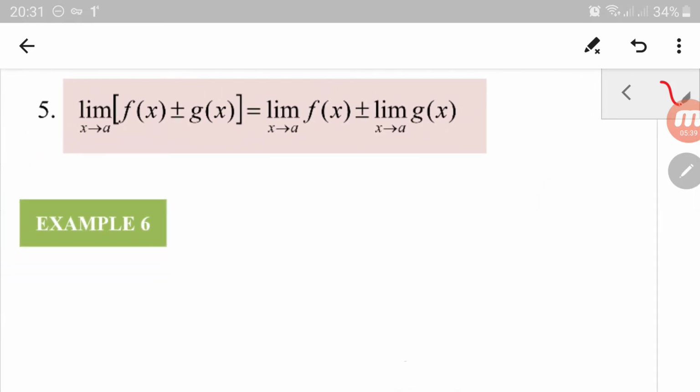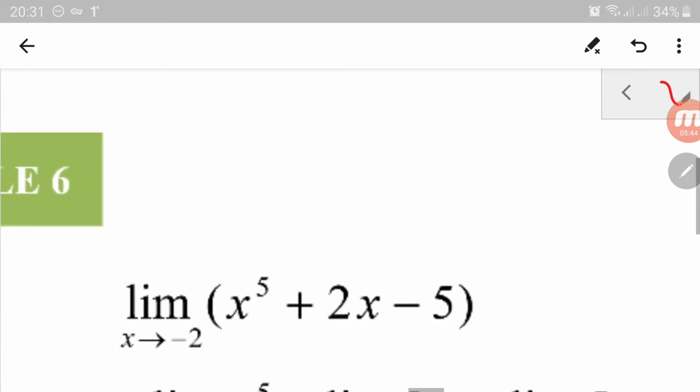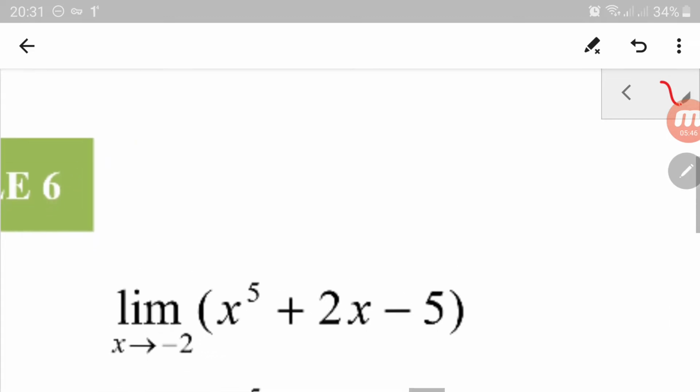Let's look at the example down here. We want to find the limit of x to the power of 5 plus 2x minus 5. How many different functions do we have here? 1, 2, 3. We have limit here, right?